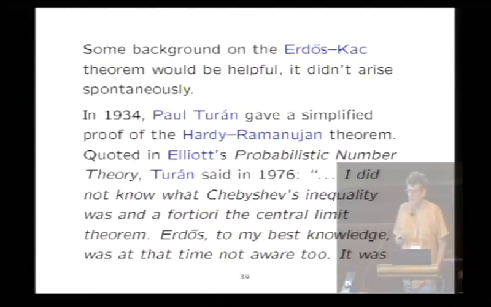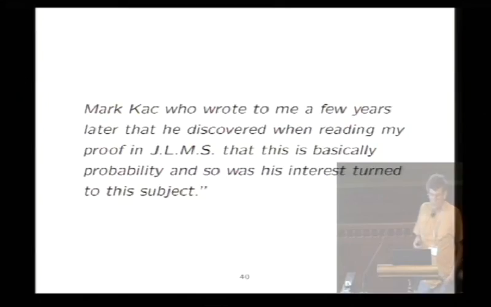However, he didn't put it in those terms. And in fact, in this book, Probabilistic Number Theory, written by Peter Elliott, Elliott quotes Turán from 1976, and Turán says, I did not know what Chebyshev's inequality was, a fortiori the central limit theorem. Erdős, to my best knowledge, was at that time not aware too. It was Mark Kac who wrote to me a few years later that he discovered when reading my proof in JLMS that this is basically probability, and so his interest turned to the subject.